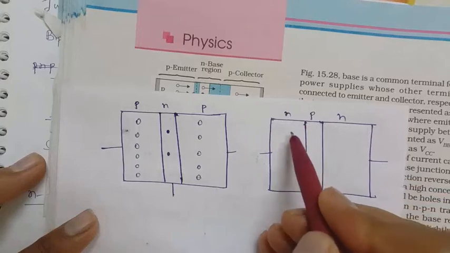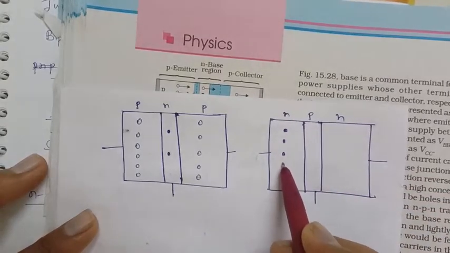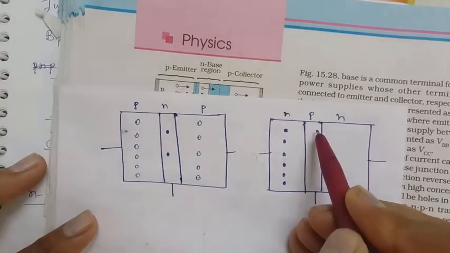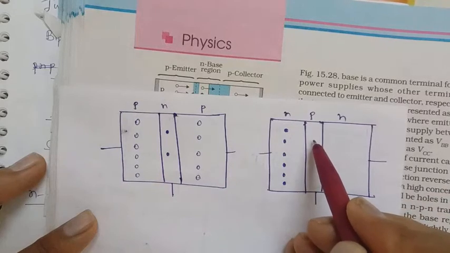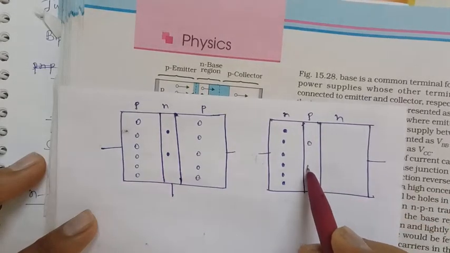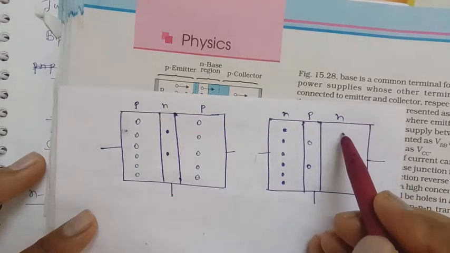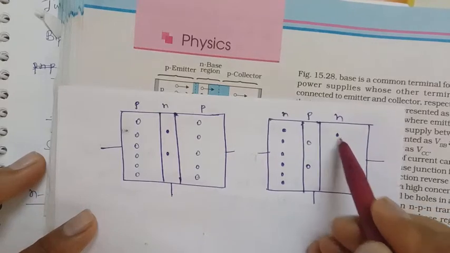In an NPN transistor, electrons are the majority carriers. The emitter is heavily doped. In P, it is the base. It is lightly doped. So in P, the majority carriers are holes. In N, it is the collector. It is moderately doped, like this.